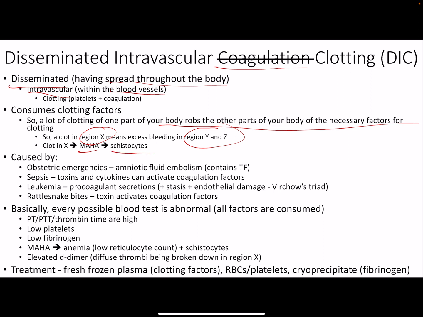Now, what can cause DIC? Obstetric emergencies, because the amniotic fluid has tissue factor, and sepsis, the toxins and cytokines, kind of like we saw with HUS, the E.